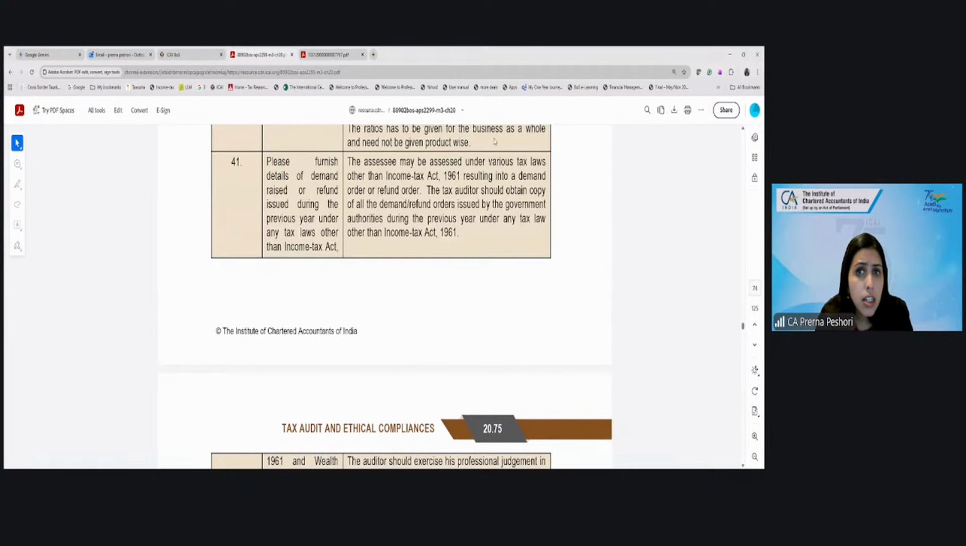Now here, any demand which is raised or any refund which is given under any tax law other than the income tax needs to be mentioned over here. So this may pertain to any previous period other than the current year, but it is issued in this year, so that needs to be reported.